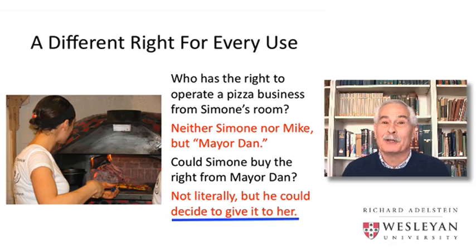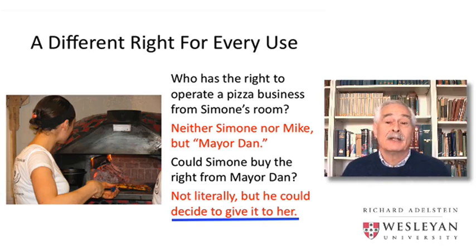Could Simone buy the right from Mayor Dan and thus open a pizza parlor in her room? Well, not literally. If she actually did try to pay money to Mayor Dan or the Planning and Zoning Commission, she and they would have committed a crime, the crime of bribery. But it certainly is within the discretion of the Planning and Zoning Commission to allow people, Simone or someone else, to run a pizza business in Simone's room.